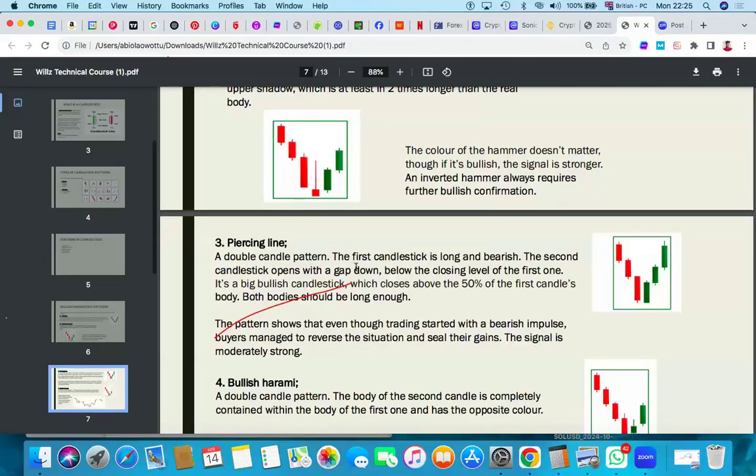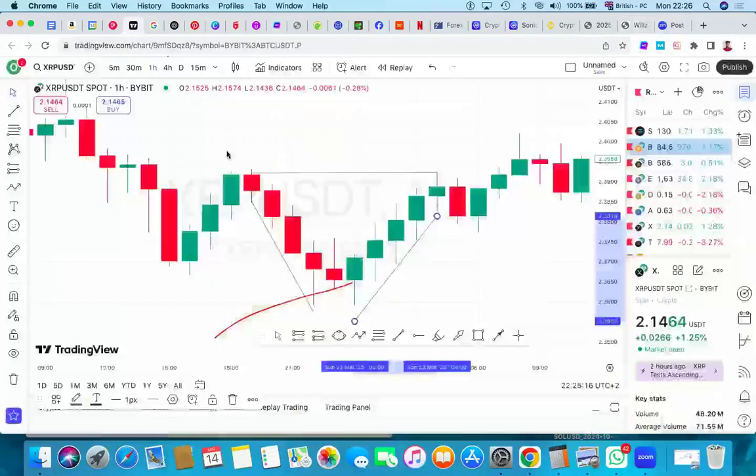A double bottom candle pattern. The first candle is long and bearish, and the second candle opens with a gap down below the closing level of the first one. It's a big bullish candlestick which closes above the 50% of the first candle's body. But the body should be long enough. The pattern shows that even though trading starts with a bearish impulse, buyers manage to reverse the situation and steal their gains. So now, let's come back to our chart here.